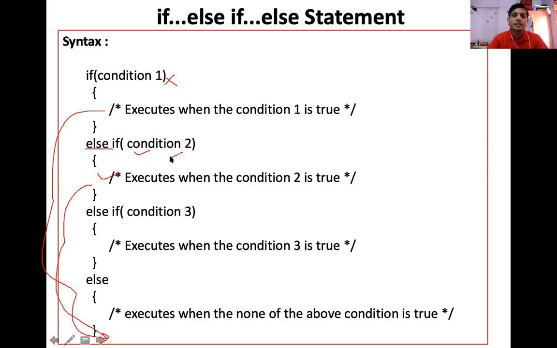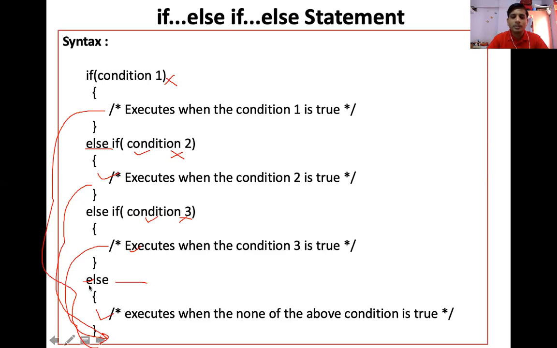But if the second condition is also false, first is false, second is false, then it will go to execute the next else part. But in the next else, again there is a third condition. If the third is true, it will execute this and directly go outside this. But suppose this is also false, it means first is false, second is false, third is also false, then it will go to execute the next else. And in else there is no if statement, so it will definitely execute this one.